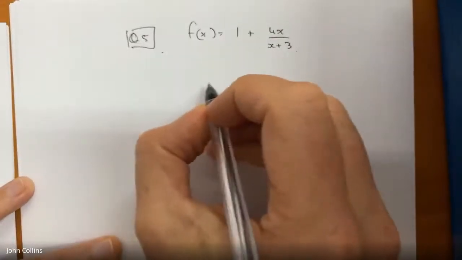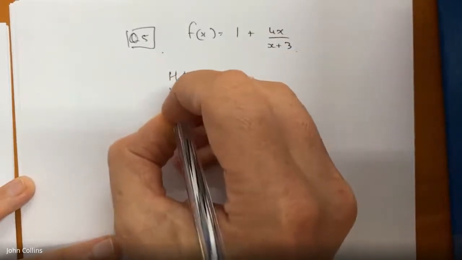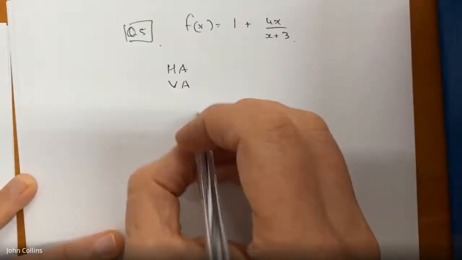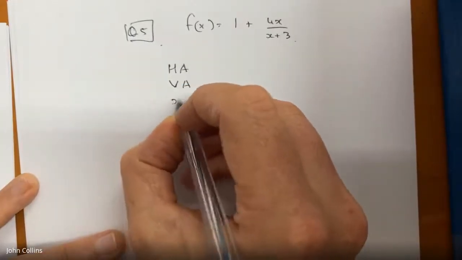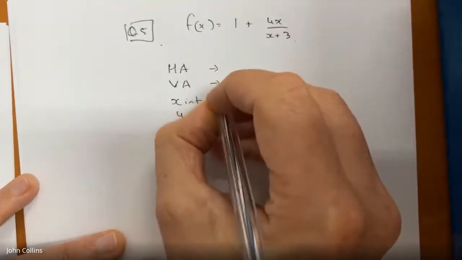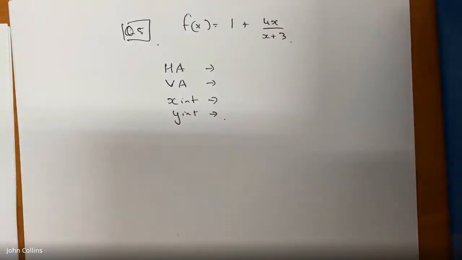So we're going to need to know if there's a horizontal or vertical asymptote. And we need to know points of intersection with the x and y axis. So x intersect and y intersect. So we need these 4 bits of information. All right, so let's start off.